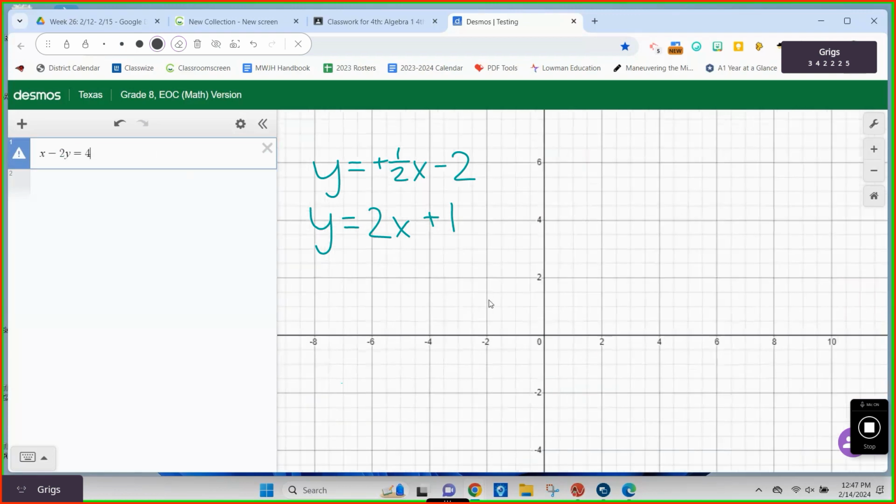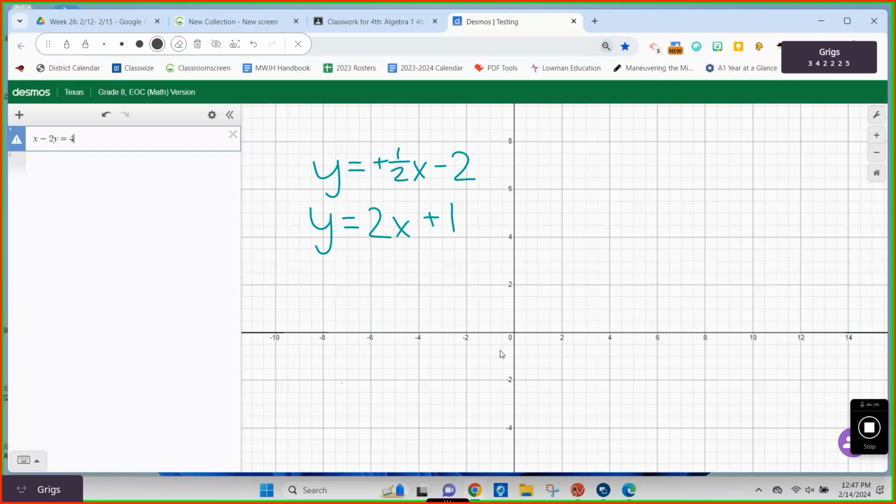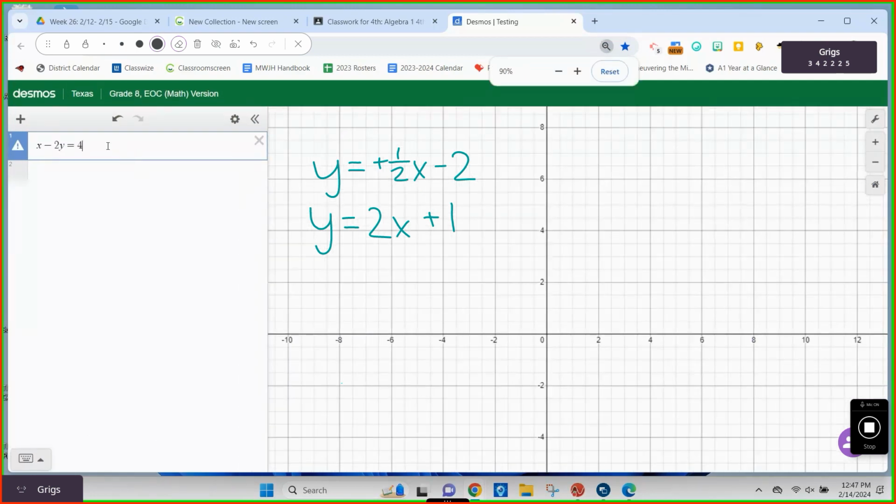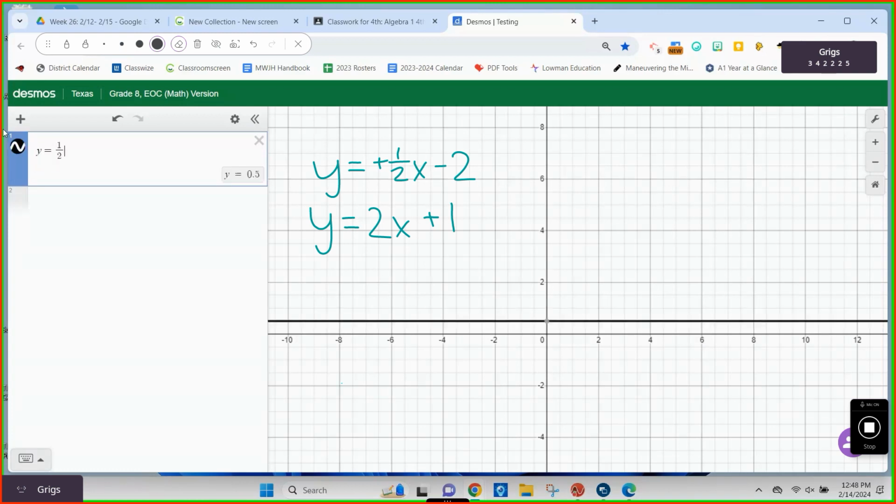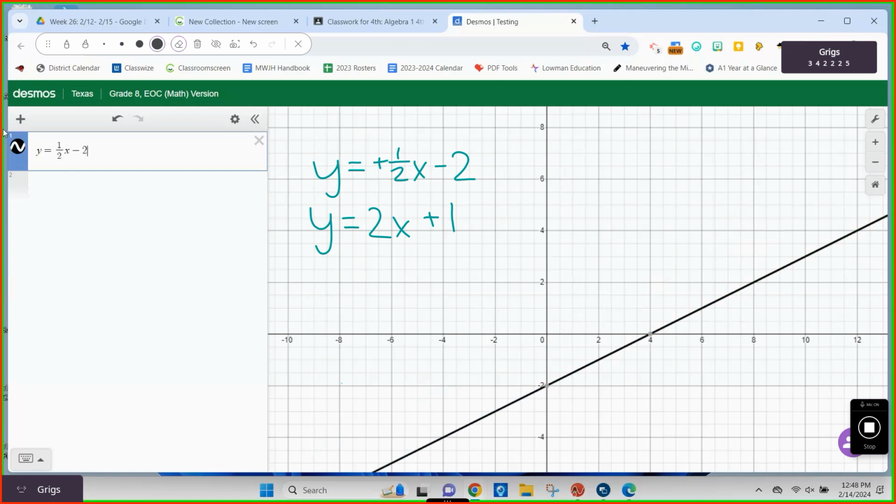Okay. When I type in standard form, does it graph it? No. So what do you think the only caveat to this system is? Y equals. Has to be in y equals. So if I convert both of my systems of equations to y equals, type y equals 1 over 2 x minus 2.